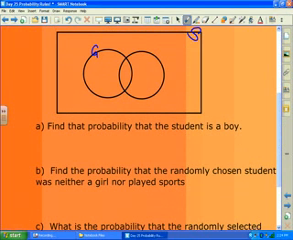And this is going to be our girls. And this is going to be our sports players. Okay? And so what goes where? How many played both? 0.221, okay. So how do I get this area over here just girls?